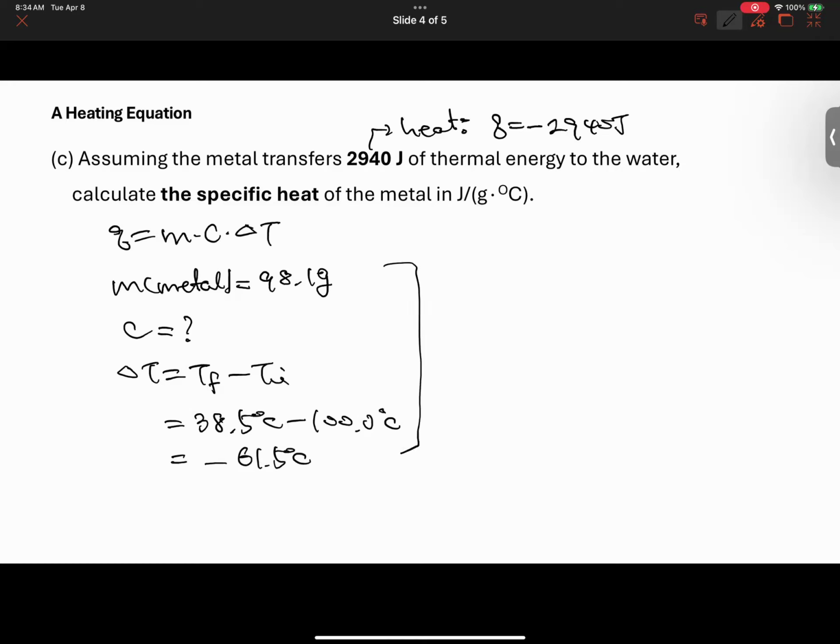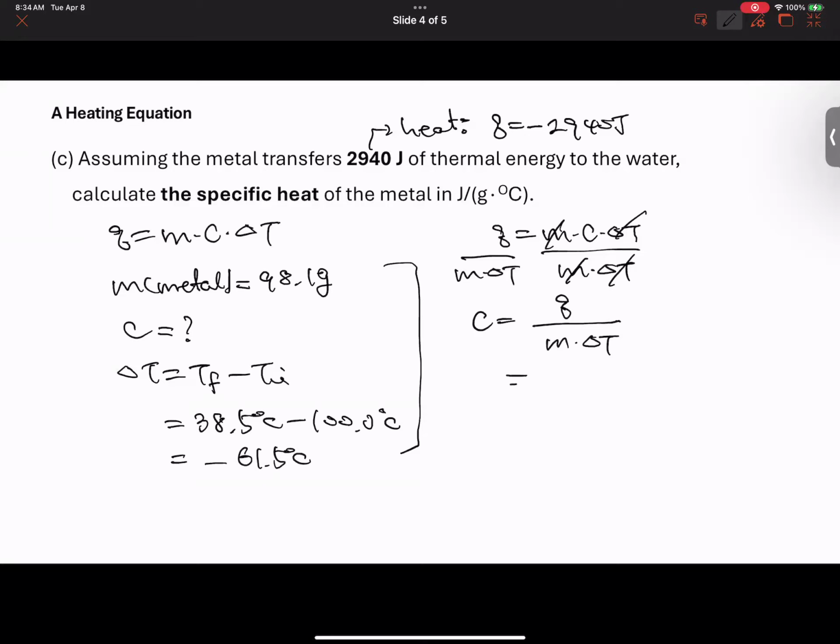So using this information, let's rearrange this heat equation. Q equals m c delta T. C is unknown, so let's divide both sides by m delta T. The mass cancels out, delta T cancels out. Now specific heat is the amount of heat Q over m delta T. Now let's plug those values into the equation.